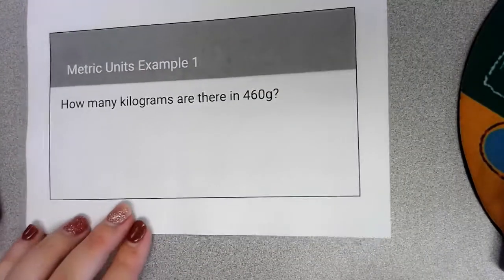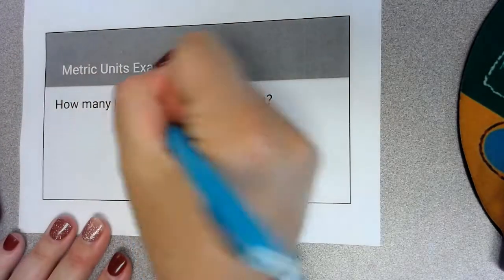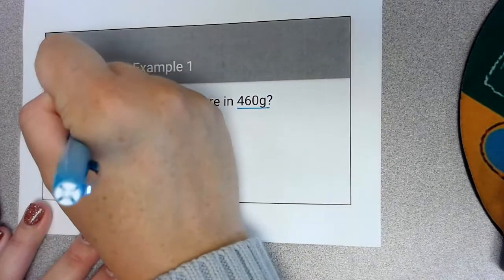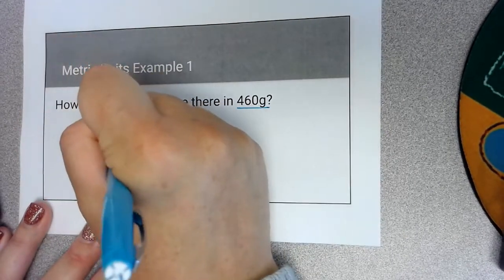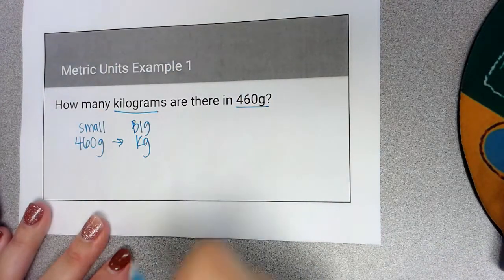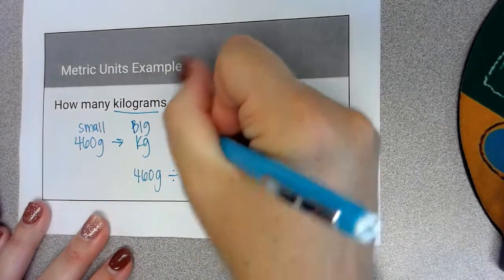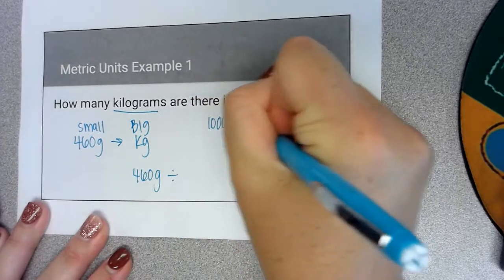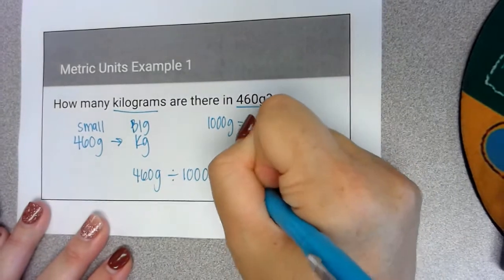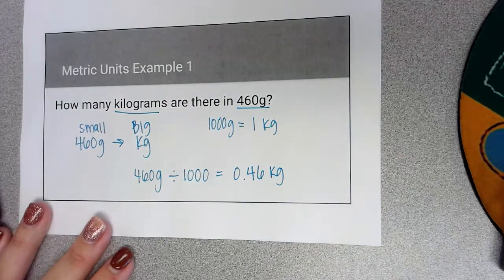These are the 3 examples that are found on the slides. And I'm just going to work them out with you. So we want to know how many kilograms are in 460 grams. So 460 grams is small compared to my kilograms, which is big. And I just said if you're going small to big, you're going to divide. So I'm going to go 460 grams divided by, I know that there are 1,000 grams in 1 kilogram. So divided by 1,000 is going to give me 0.46 kilograms.